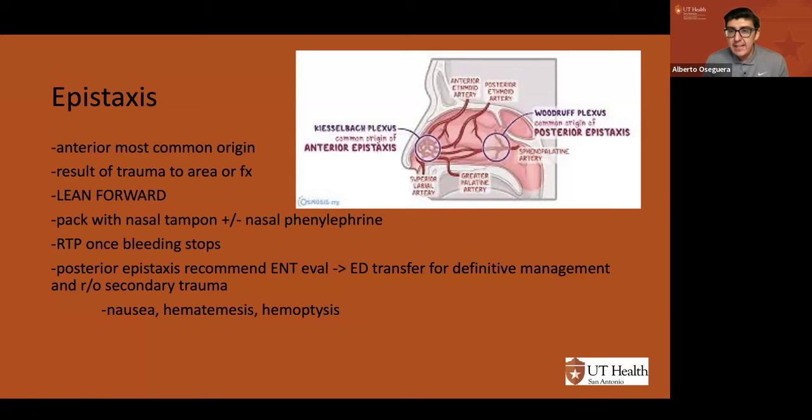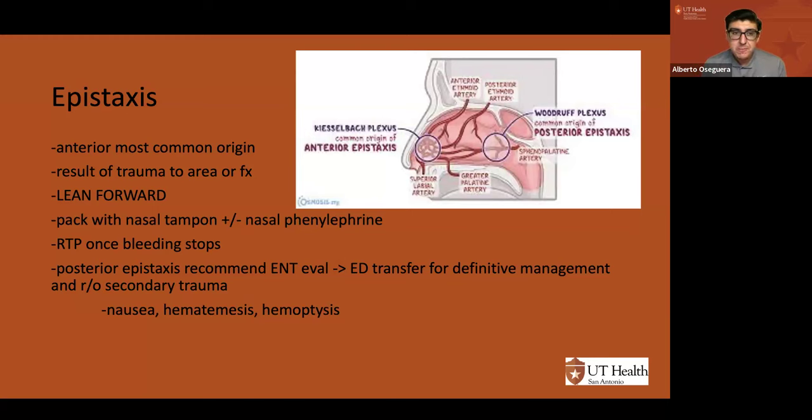Again, you can pack these either with gauze. Usually most athletic trainers on the sideline have a nasal tampon. If for whatever reason it doesn't want to stop bleeding, sometimes you can add some nasal phenylephrine, essentially a vasoconstrictor, to try to control the bleeding until you can evaluate further. Once the bleeding stops, they're able to return to play, as long, again, as it's not a posterior bleed.